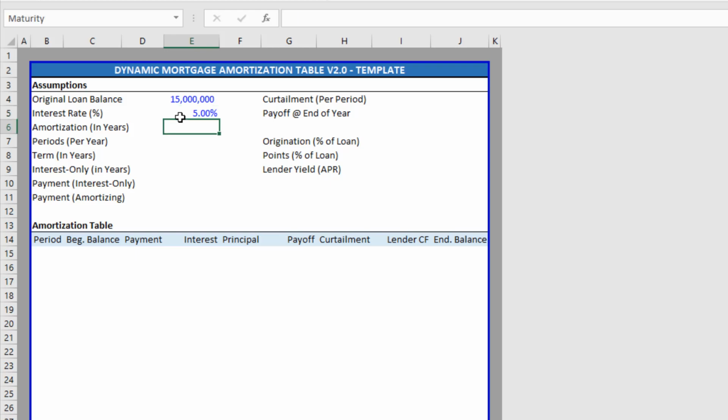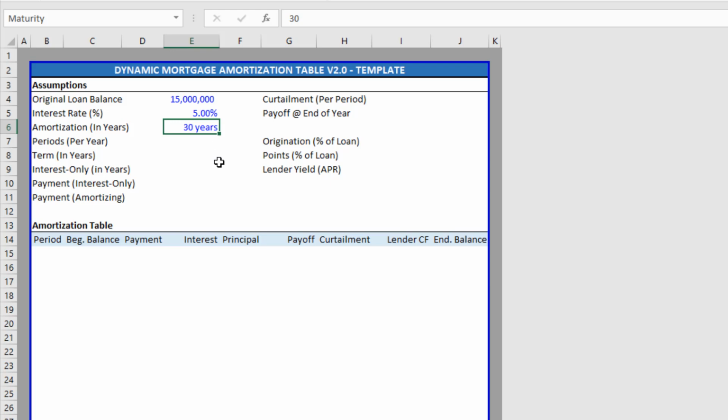We have amortization in years. This is the number of years, if the loan is fully amortizing, that it will take for the loan to get from 15 million to 0. So here we'll say 30 years. Now you'll notice that I've appended a label inside the cell. So if we look up at the top, this is a 30. So Excel views this as a value, but I included that years label in there.